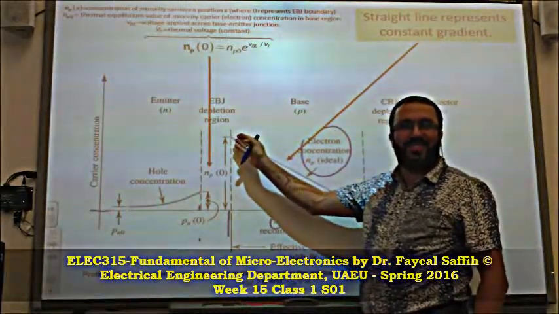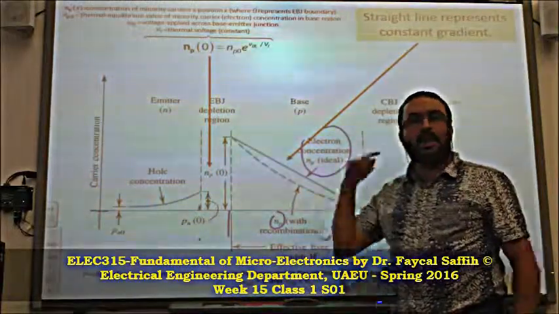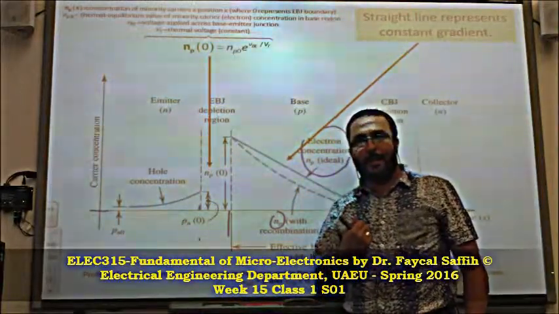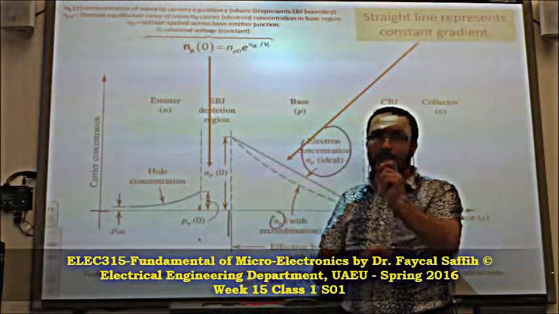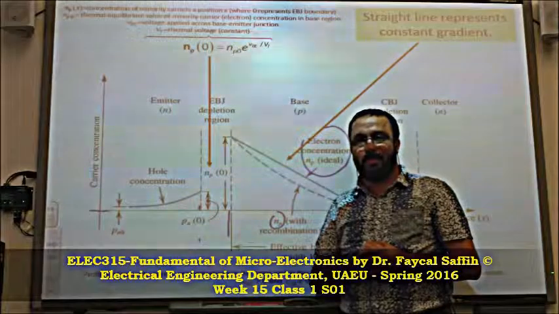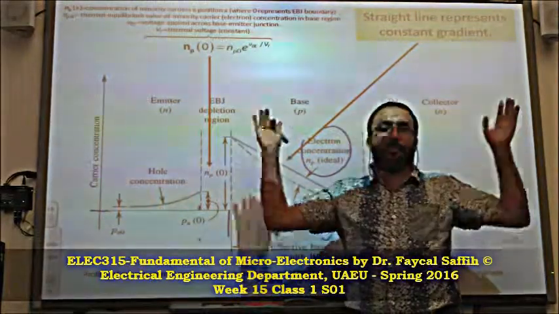We collect most of them. Make sense? If we make it wider, they will die even before reaching the collector. Got it? And this is another reason for the BJT: we make the base as thin as we can. In fact, we make it so thin that it is fully depleted.